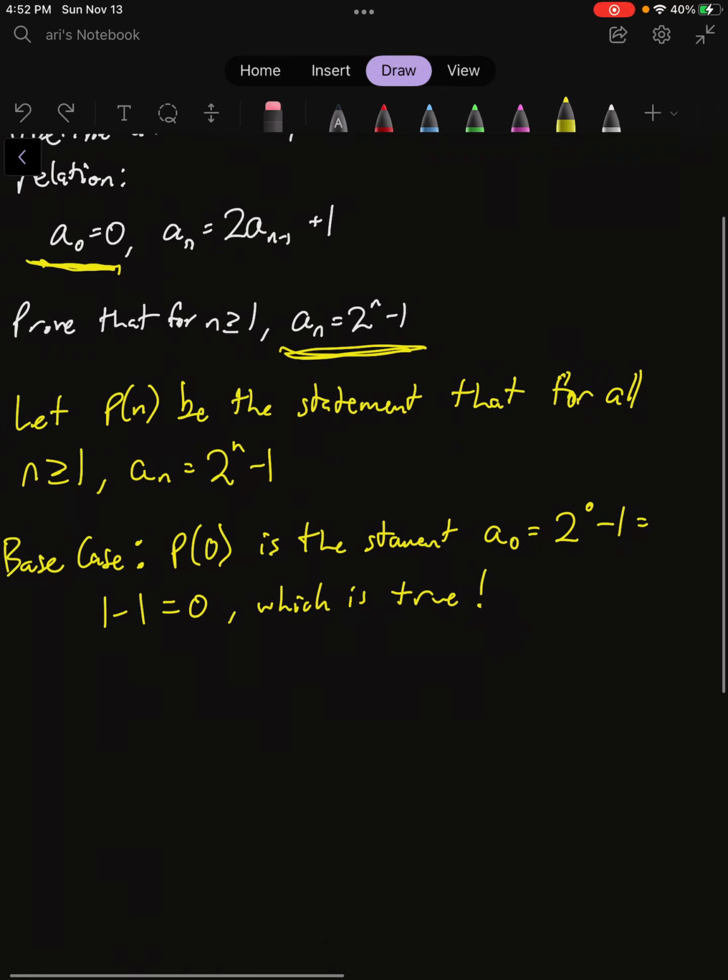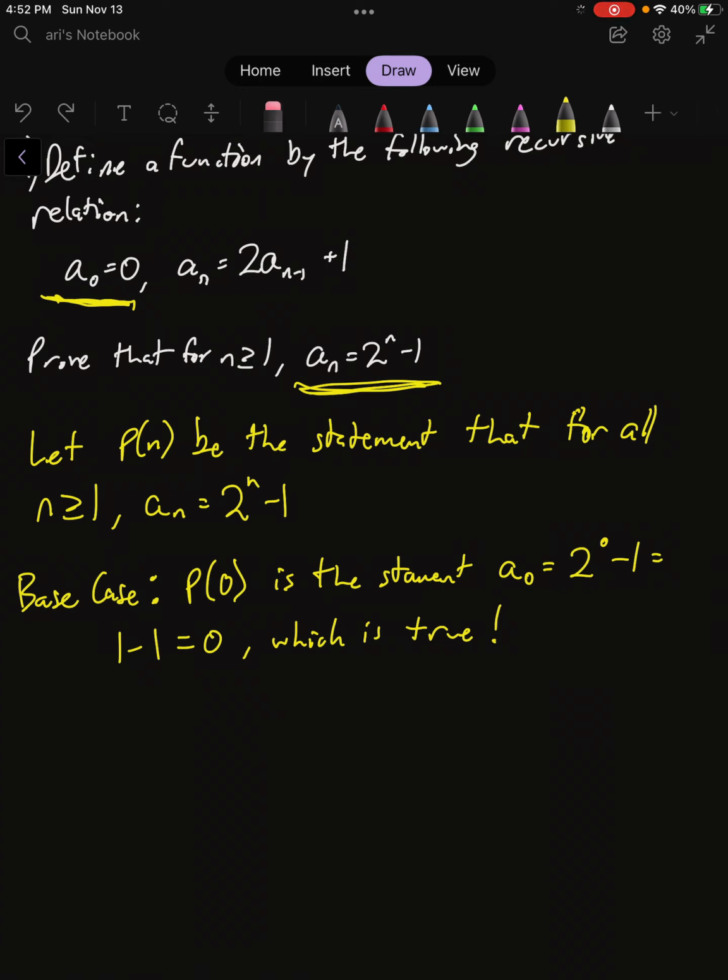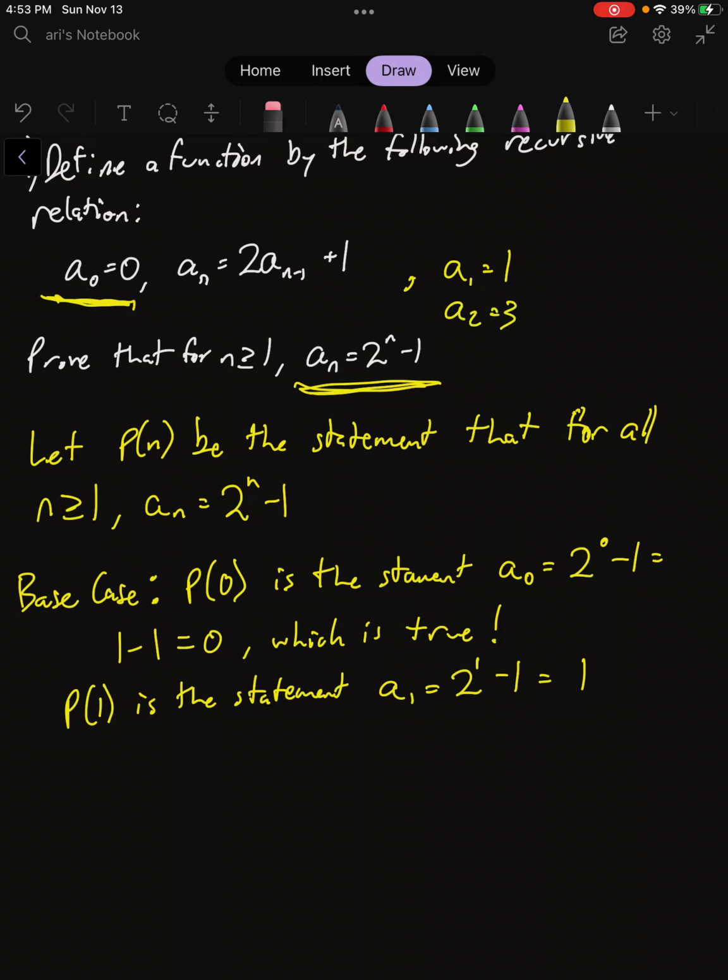Okay, so now I'm going to do the second base case. And you could do either one of these. You don't have to do both, but you do have to do one of them. P of 1 is the statement that a sub 1 equals 2 to the first power minus 1, which equals 1. And that's actually also given. I didn't write all of this down, but we're also given in the problem that a sub 1 equals 1, a sub 2 equals 3, and a sub 3 equals 7. That's all given in the problem.